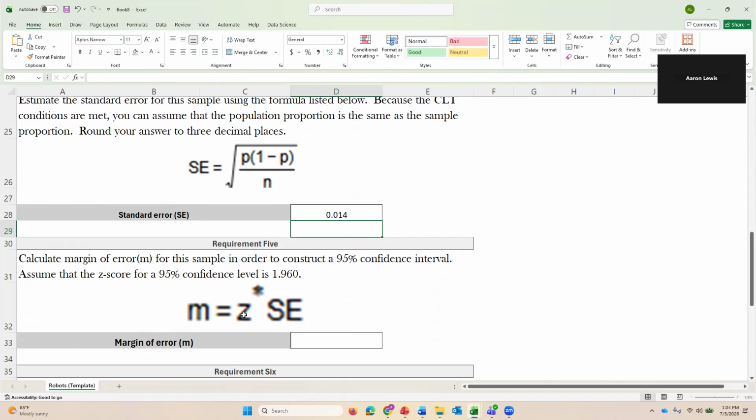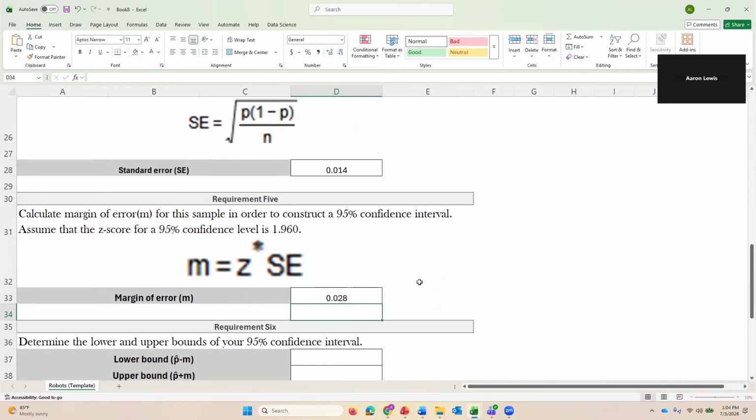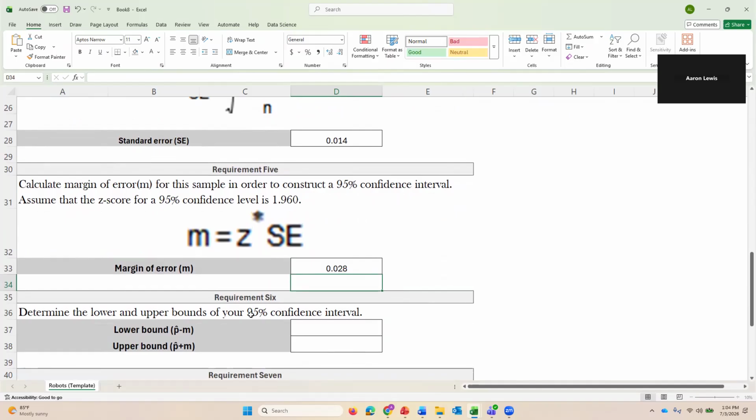So I can just fill in this formula now because I know z and I know our standard error. So this is going to be equal to 1.960 times our standard error of 0.014, and it comes out to 0.028. And now I just have to go through and determine the upper and lower bounds of my confidence interval. The formulas for them are listed on the side over here. For your lower bound, you take your sample proportion and subtract from it your margin of error. And for your upper bound, you take the sample proportion and add to it your margin of error.